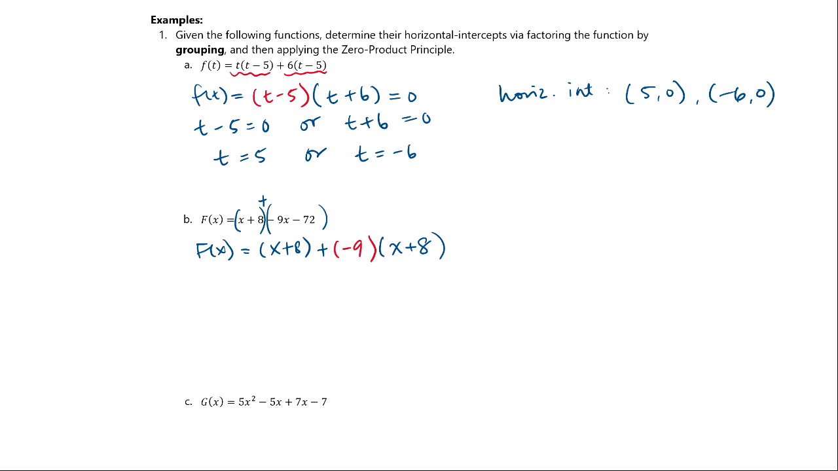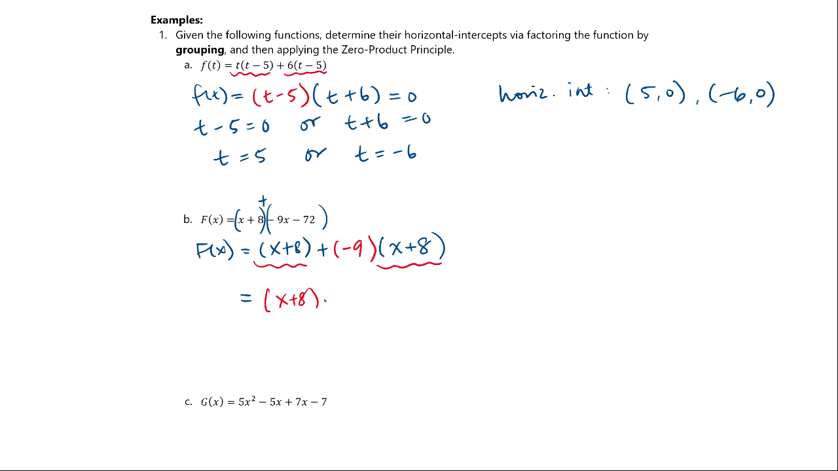And once we have done this, we can see that we again have two groups just like what we had to start with in part A. Because we have this x plus 8 and x plus 8 in common, now I can treat x plus 8, that entire expression, as a common factor between the two groups. If I do so, I can write x plus 8 as a common factor.